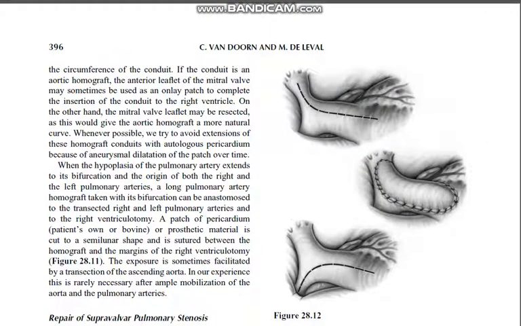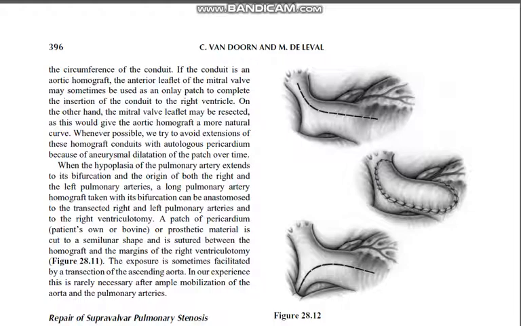When the hypoplasia of the pulmonary artery extends to its bifurcation and the origin of both the right and left pulmonary arteries, a long pulmonary artery homograft taken with its bifurcation can be anastomosed to the transected right and left pulmonary arteries and to the right ventriculotomy. A patch of pericardium, patient's own or bovine, or prosthetic material, is cut to a semilunar shape and is sutured between the homograft and the margin of the right ventriculotomy.